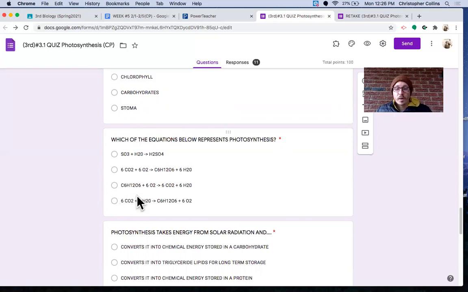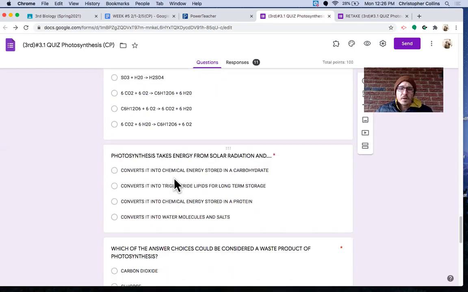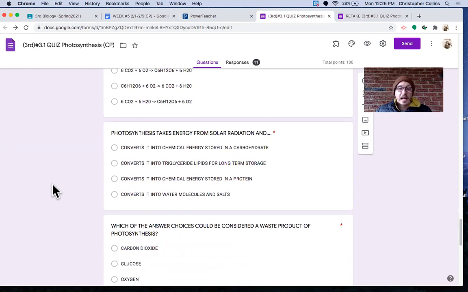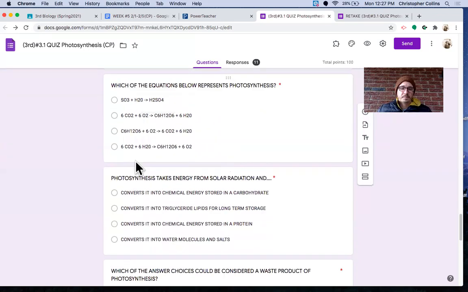We call this side of the chemical equation the reactants, right? And I know that plants produce glucose and oxygen, right? And so that's in the right spot for the products of the chemical equation. Photosynthesis takes energy from solar radiation, and what does it do? Well, it stores this chemical energy in a sugar, and we know that sugars are called carbohydrates. So plants use photosynthesis to convert solar energy, solar radiation, into the chemical energy found in the chemical bonds inside of a sugar. So when you eat food, right, and you eat carbohydrates, your body is actually breaking down those chemical bonds, releasing that chemical energy.